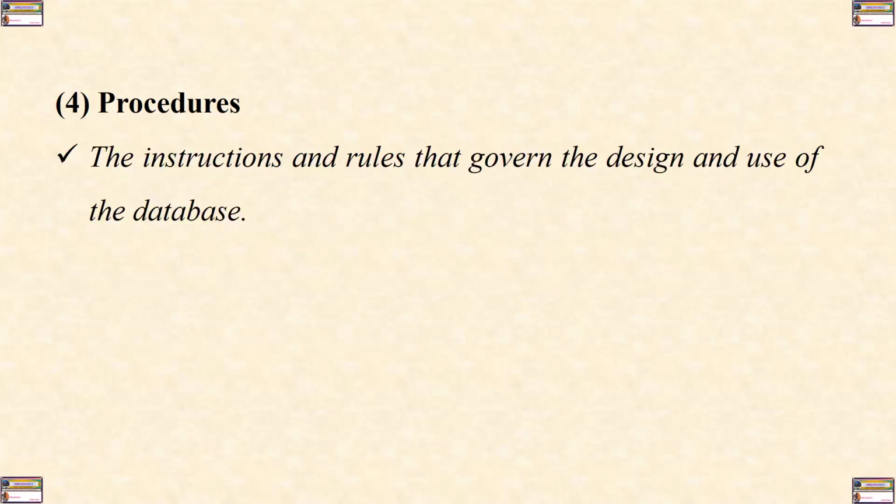The fourth component that we require is procedures. Now, these are the instructions and the rules that govern the design and use of the database. Based on the program that we're using, there are rules that govern. If you're using SQL, there are rules that govern how you write the instructions using SQL. If you're using Microsoft Access, like what we're going to be doing, there are also rules that guide and govern how to make use of Microsoft Access to create a database and also manipulate data within the database.